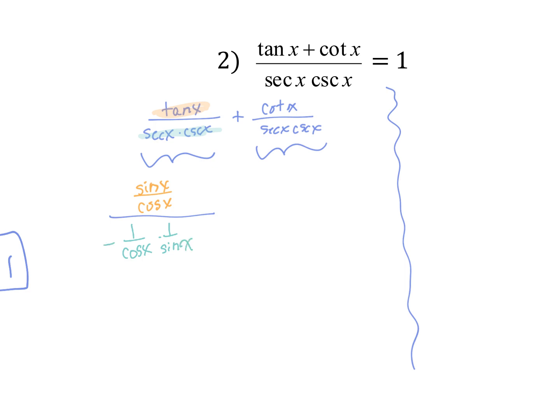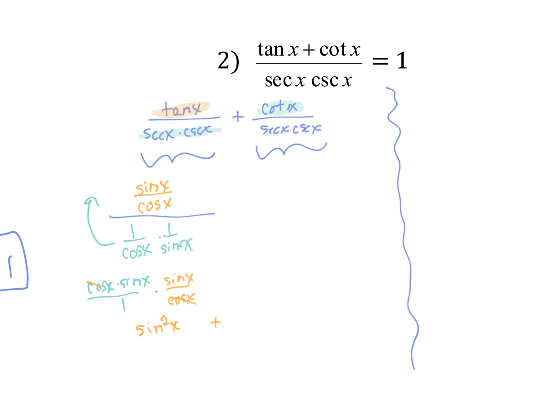Now, if I combine that together and I do keep it, change it, flip it, I'm going to have cosine x times sine x all over 1 times sine x over cosine x. And I see that cosines divide out, and I am left with sine squared x for this term. And I've got plus, so now I need to go back over and look at this next term over here, that second term.